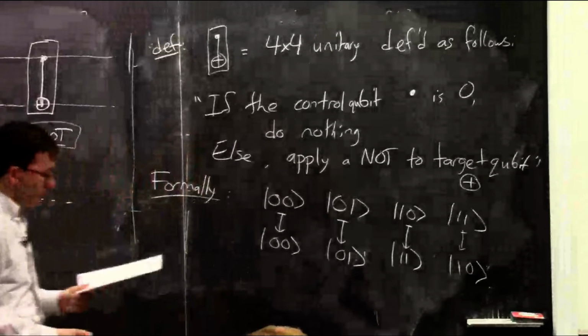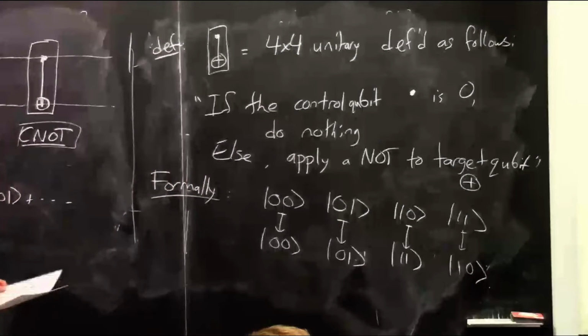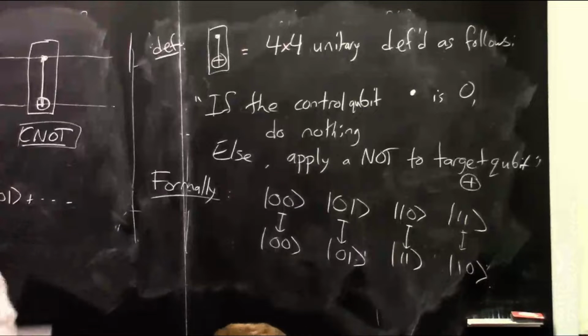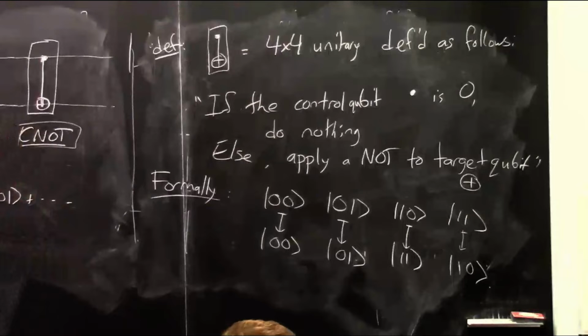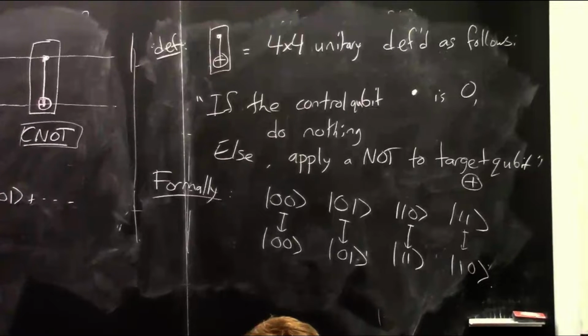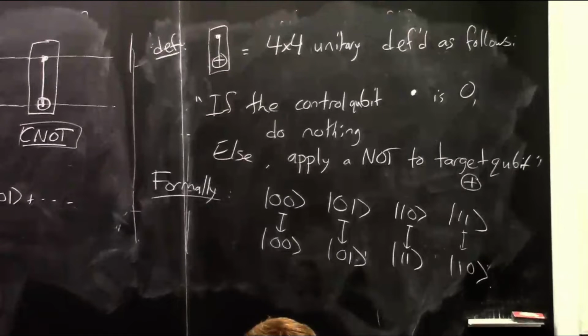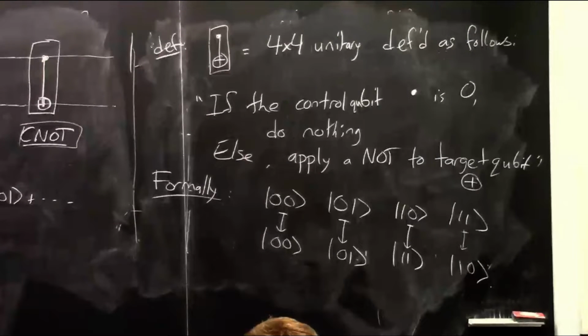Yes? So it's assumed that this gate doesn't measure the top qubit then? That's right. It does not measure the top qubit. So this is not a measurement gate. This is a unitary transformation. So it just transforms one 4-dimensional state vector to another 4-dimensional state vector.